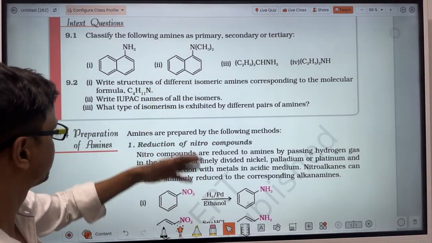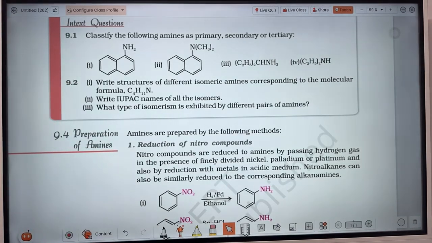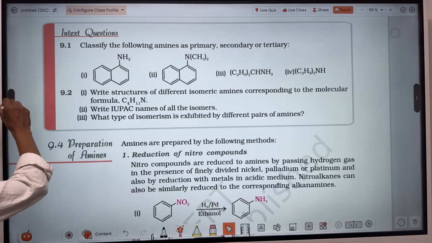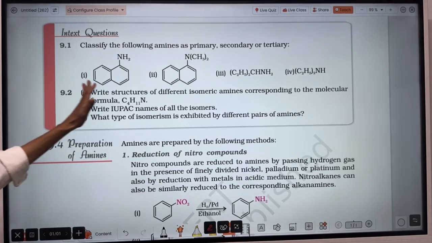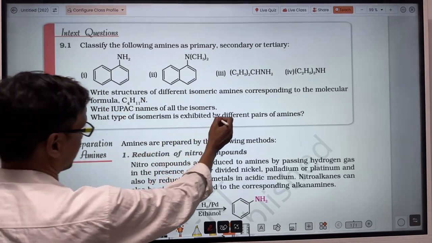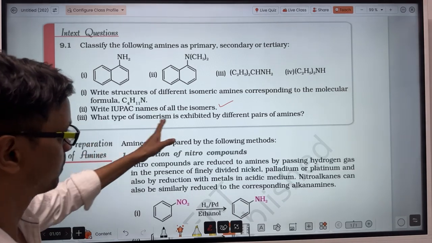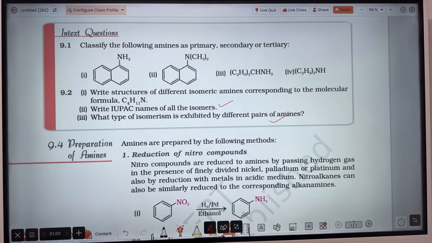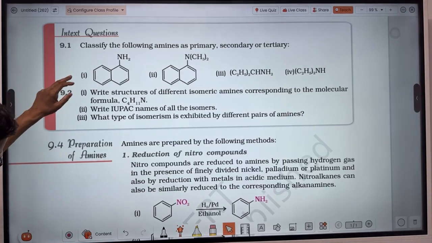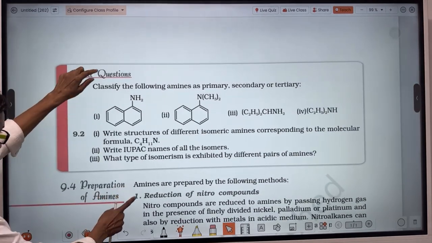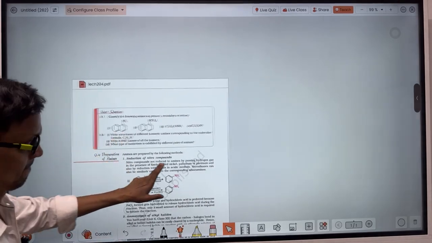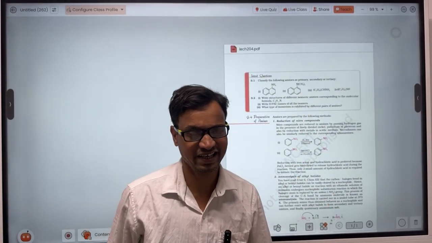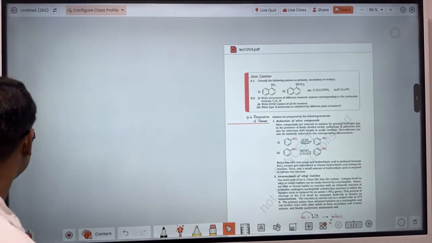Okay. Now about this question, let's see. This compound here, the molecular formula is this one, and you will have to draw the structure. Okay, I think you will have to write the IUPAC names of all the isomers, and what type of isomerism is exhibited by different pairs of amines. Okay, this one. So let's see. Keep in mind that the molecular formula is C4H11N. So let's see here.